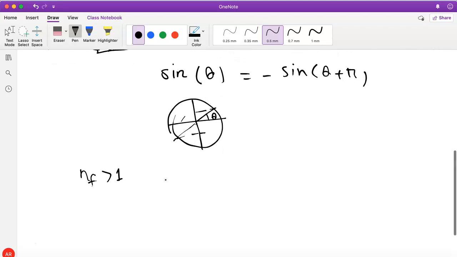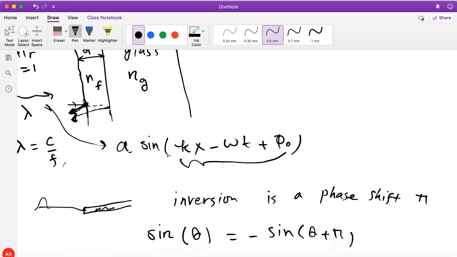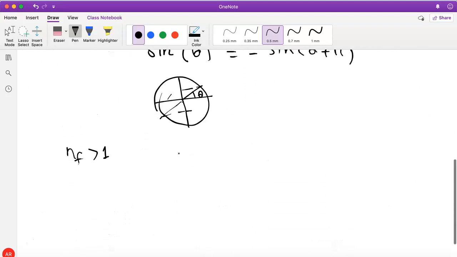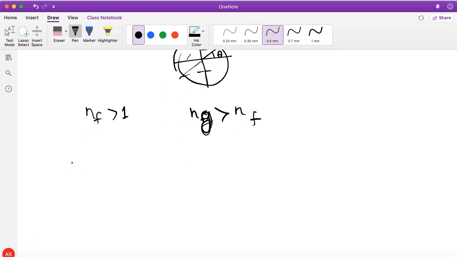All right, so then we should consider two different cases, right? So NG and NF, depending on how they compare. So let's consider first the case NG is larger than NF. So this material used in the coating has an index of refraction that's smaller than the index of refraction of the glass.